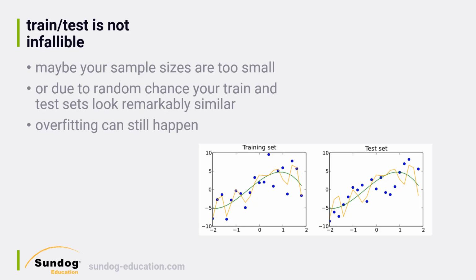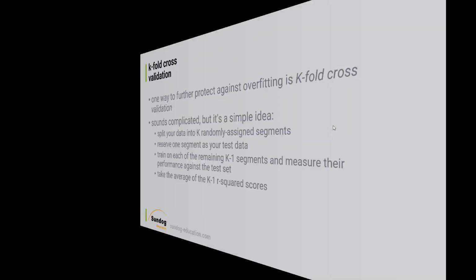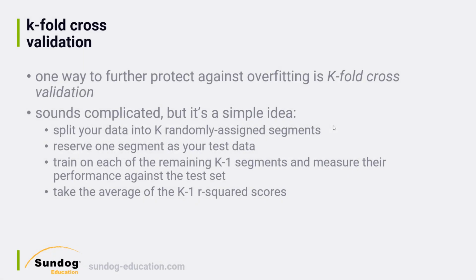So train/test is not the be-all and end-all, but there are ways to improve upon train/test so that you can avoid this sort of thing. Remember, the fundamental problem here is that our training set and our test data set, just by random chance, look somewhat similar, so there's still some overfitting that can happen there. One way around that is through k-fold cross-validation.